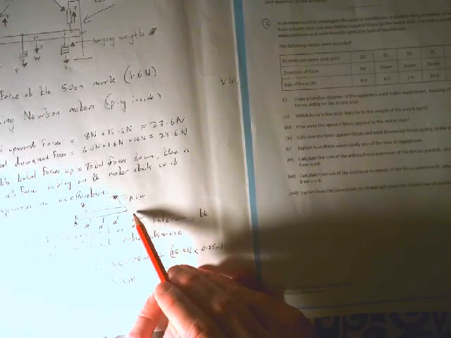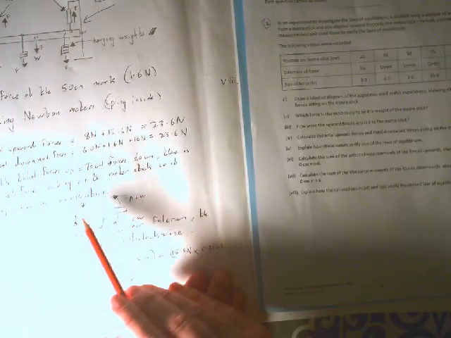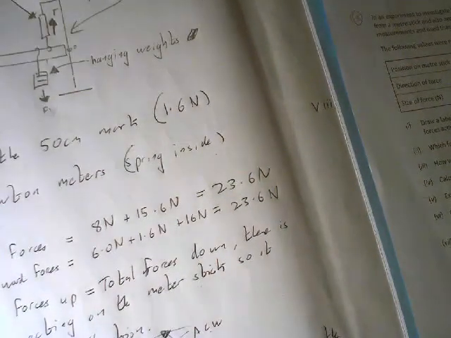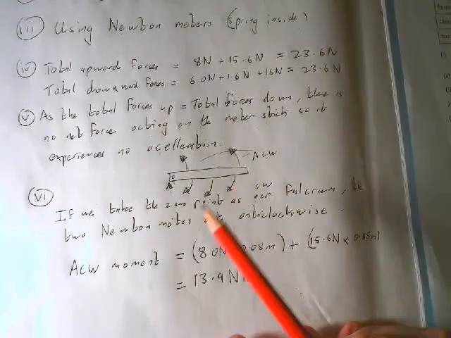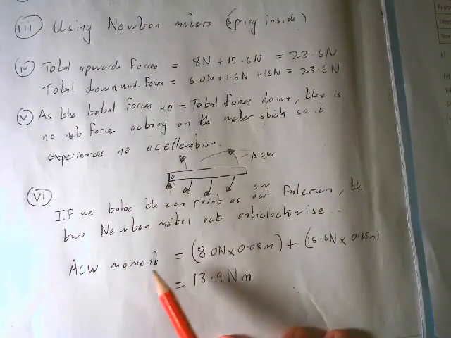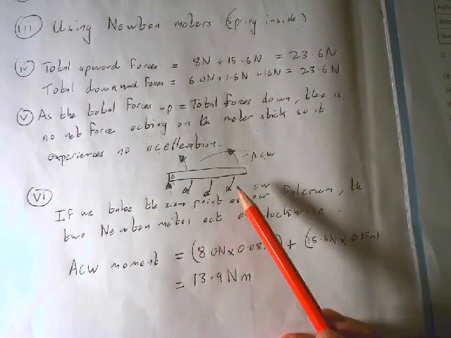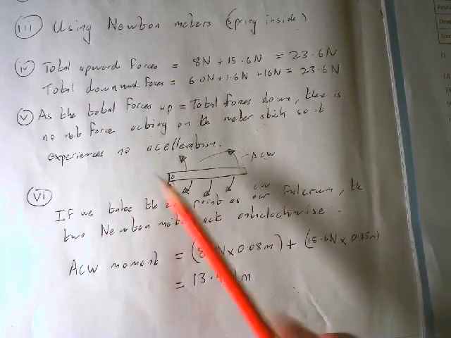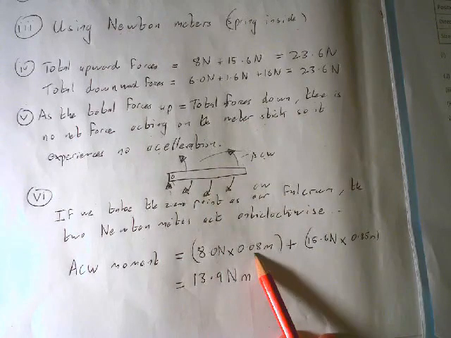So, calculate the sum of the anti-clockwise moments. Okay, so let's do that first. The ones that want to make the rotor go anti-clockwise. So if we're going from the 0 mark, I'll just zoom in a little bit here. This probably isn't going to be a short video, as you probably figured out by now. Anyway, so anti-clockwise moment, we have these two guys here. They're going to cause it to move anti-clockwise.